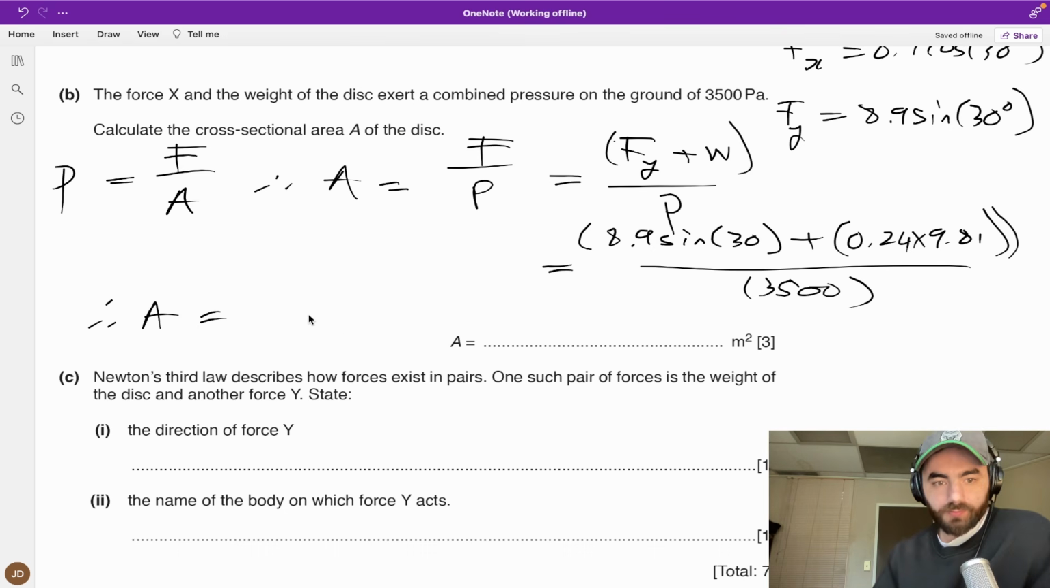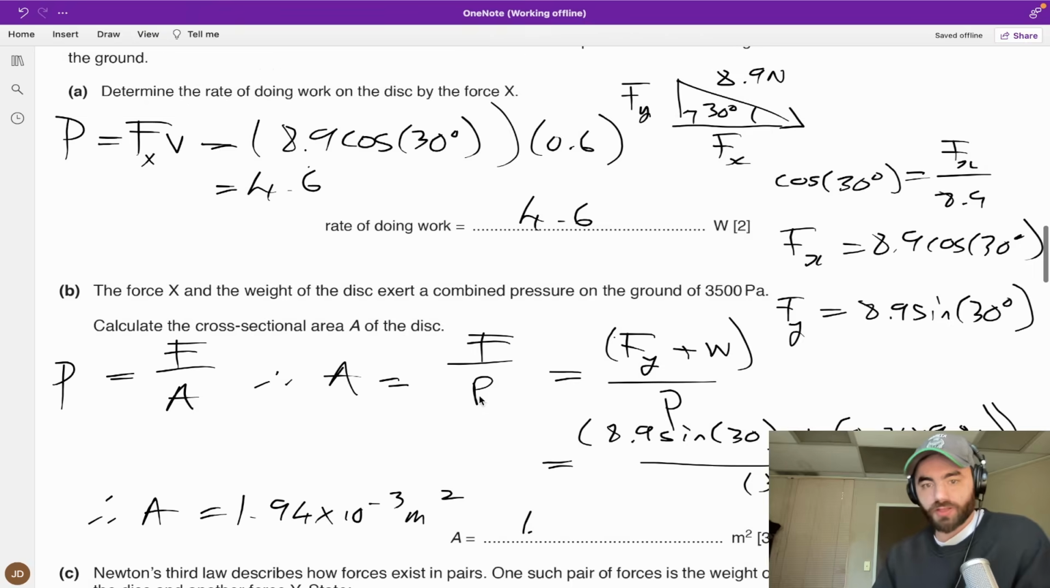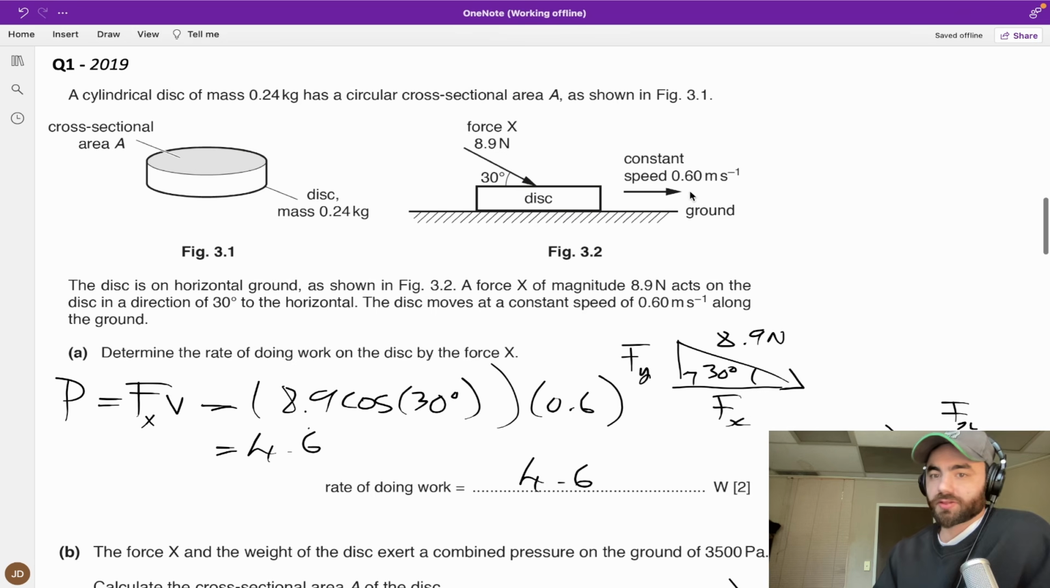1.94 times 10 to the negative 3 meters squared, sorry. Right, it's always important as well to check that things are in base SI units. You know, so this is in meters per second, this is in kilograms, so we're all good on that front.